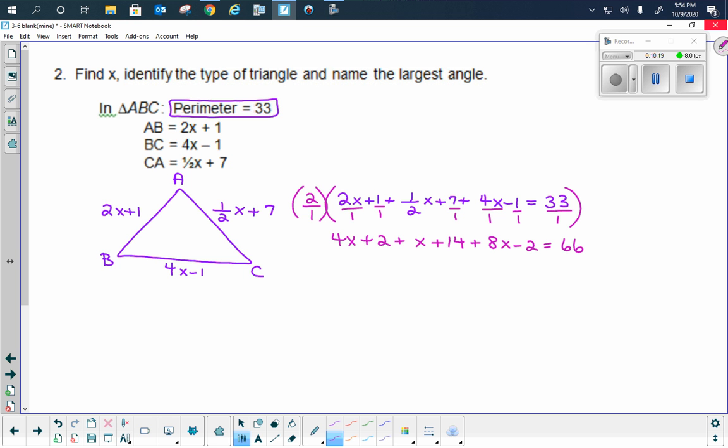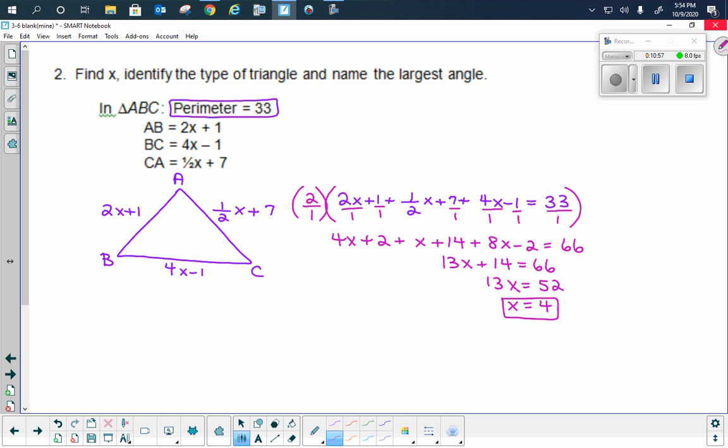All right, combining like terms, 4x, 1x, and 8x. That would be 13 x's. 2 plus 14 is 16 minus 2 is back to 14 equals 66. Subtract 14 on both sides, you'll have 13x equals 52. Divide both sides by 13 and x will be 4. Finding x is one of the things they asked for, so I will go ahead and box that.